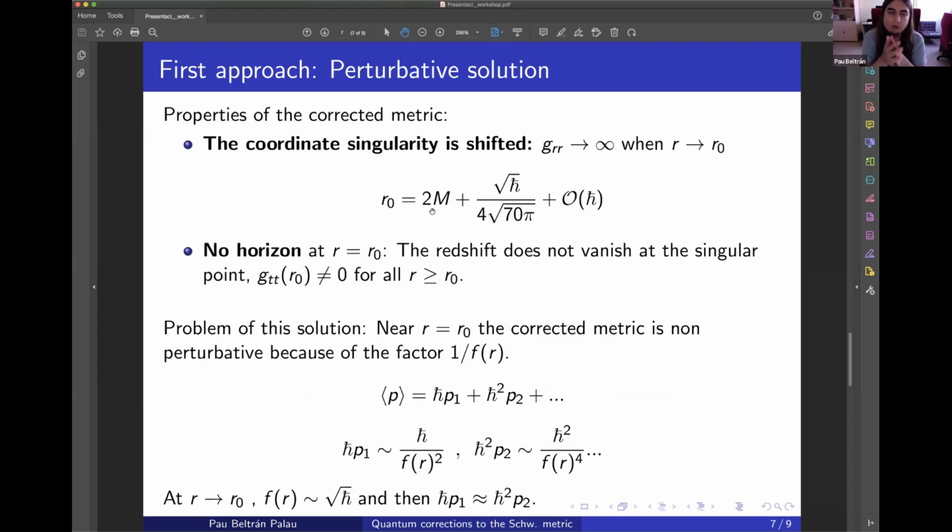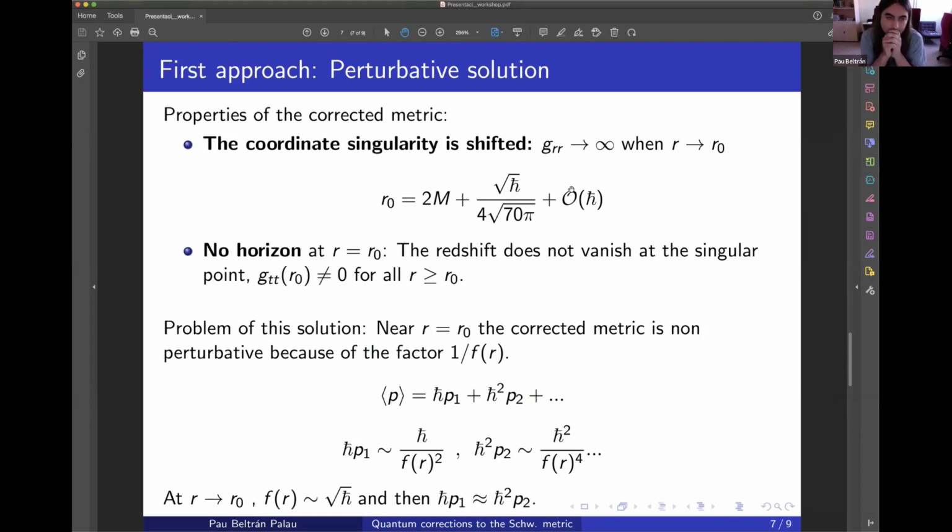Okay, so first of all, we are going to discuss the conclusions we can take from this corrected metric. The first one is that the coordinate singularity is shifted. It's no longer at r equal to 2m. Instead, the radial component of the metric goes to infinity at r equal to 2m plus a factor that has this expression here, which you can see goes with the square of h bar, which is the Planck length. So it's shifted, but only by a very small term.